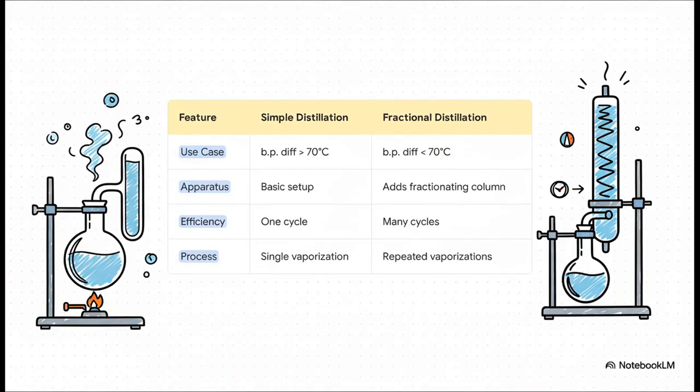So let's put it all together in a quick comparison. The use case? Simple is for big boiling point differences, over 70 degrees. Fractional is for the small ones. The apparatus? Fractional just adds that special fractionating column. And the efficiency? Well, simple distillation is like one round of separation. Fractional is like having many rounds stacked on top of each other, making it way more powerful.